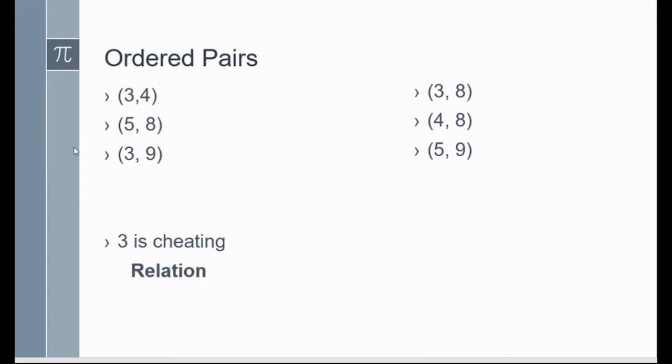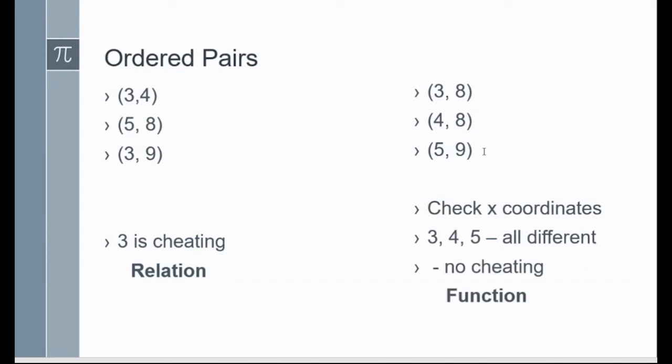Therefore, it's a relation. If we go to the second group, we've got (3, 8), (4, 8), and (5, 9). Right away, we look at the x coordinates. We've got 3, 4, and 5. Each one's different. We can't have any cheaters. It is a function. No cheating in this one. Doesn't matter that 8 shows up twice in set 2. It matters if set 1 is cheating.